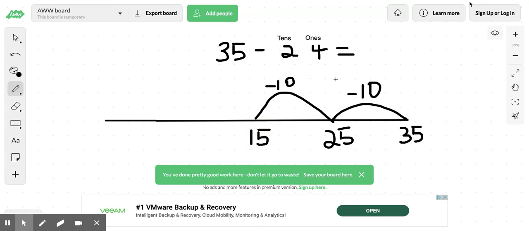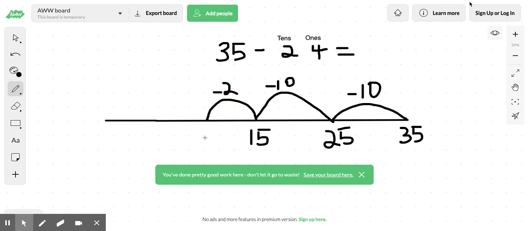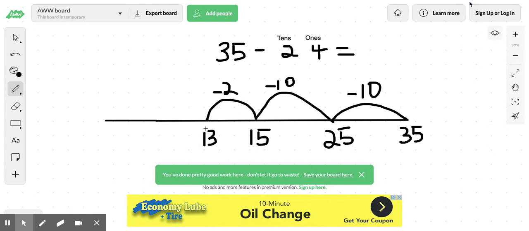Already we've got our two 10s taken care of. Now we get the ones column. We need 4. I've got to take away 4 from the 15 now. Take away 2. That gives us 13. And then take away 2 more. And that will give us 11. So again, our answer will be 11. And we got it both ways. One was a little bit shorter because we used bigger jumps. It's up to you if you feel comfortable doing that.